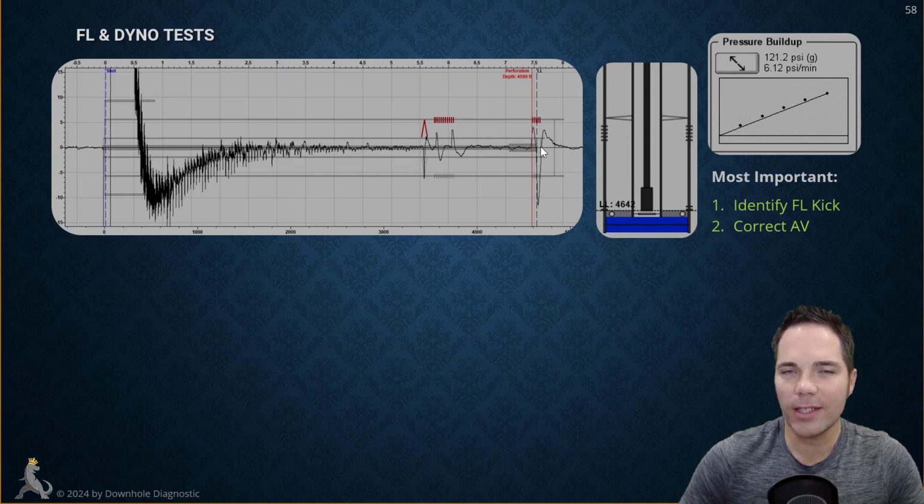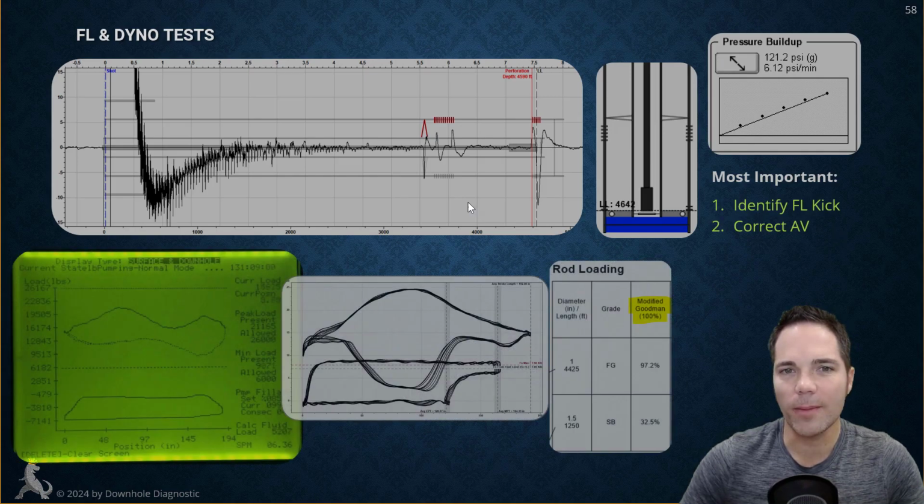So once you identify the fluid level kick, we need to know how fast that pressure wave is traveling downhole. And so that's going to depend on the composition of the gas and the pressure and the temperature. There are different ways to compute that, 3 different ways in the software. We will talk about that. Now here are the outputs from a dynamometer test. This one's from a POC. Here's one from the echometer system.